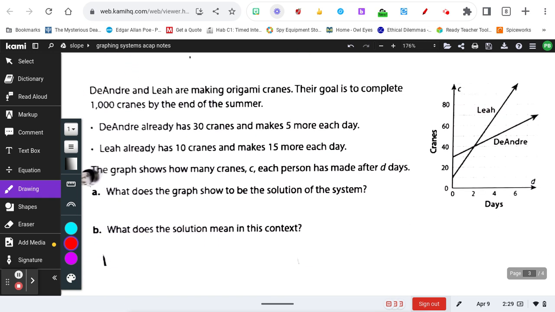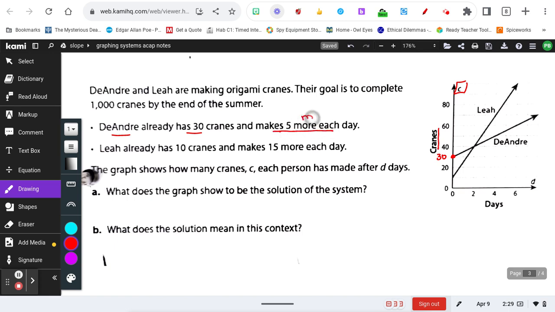All right, DeAndre and Leah are making origami cranes. Their goal is to complete 1,000 cranes by the end of the summer. So this says DeAndre already has 30. So that's why his line touches a wider step right here, because he already has 30. But instead of y, they put C for cranes. He already has 30 cranes. And then he makes 5 more each day.